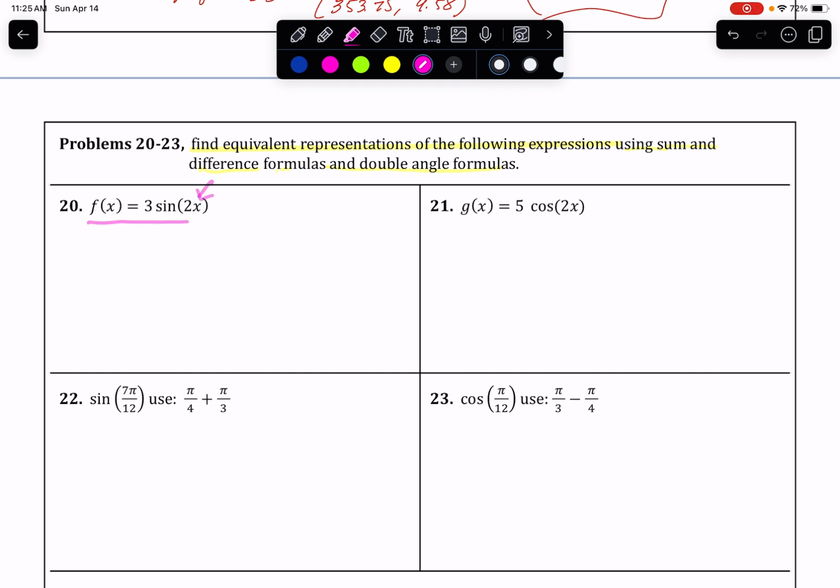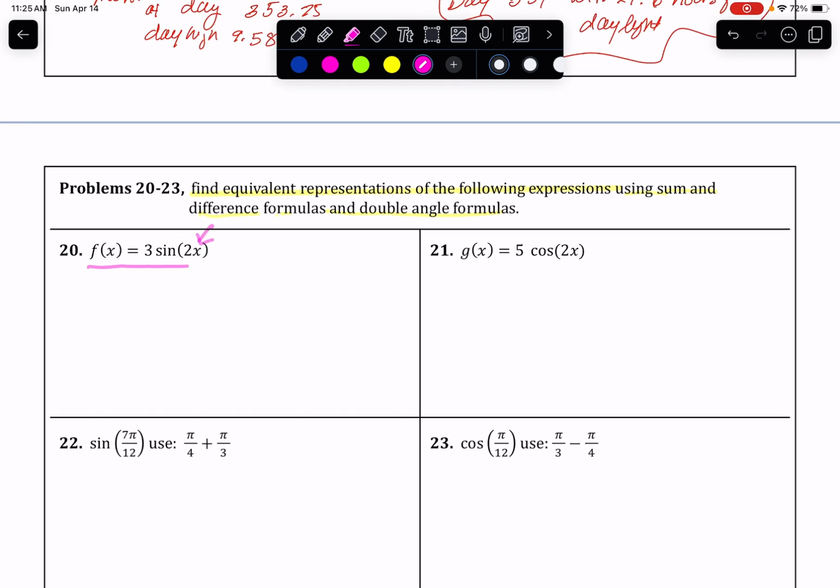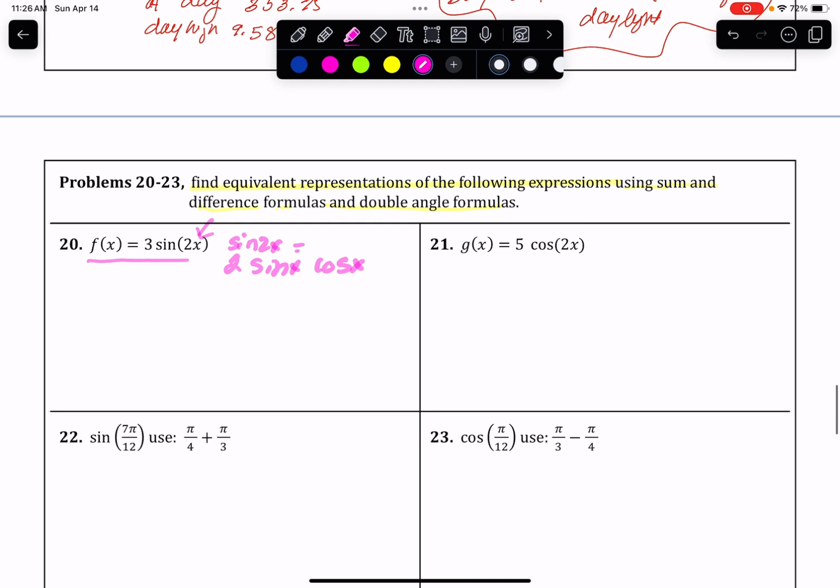We have a double angle for sine, and the identity is sine of 2x is equal to 2 sine x cosine x. So we'll just say that this is 3 times 2 sine x cosine x. So f of x would become 6 sine x cosine x.